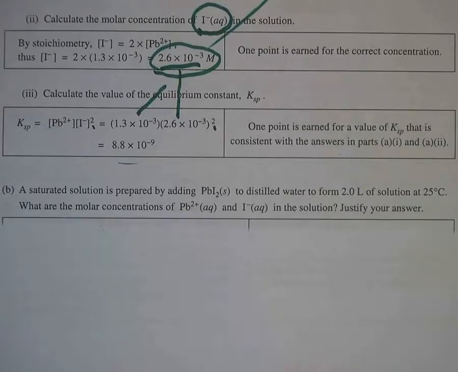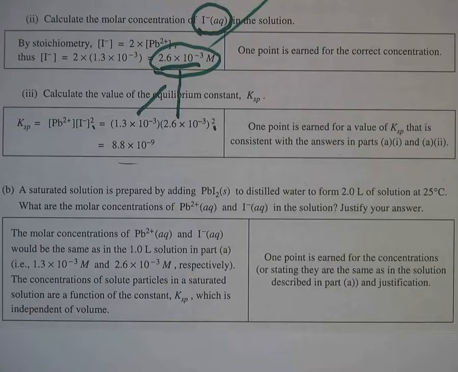Justify your answer. The molar concentration of Pb plus 2 and I minus would be the same as in the 1 liter solution in part 1. The concentrations of solute particles in a saturated solution are a function of KSP, which is independent of volume. So it doesn't matter whether you have 1 liter of the solution, 2 liters of the solution, 20 liters of the solution, the concentrations will remain the same.